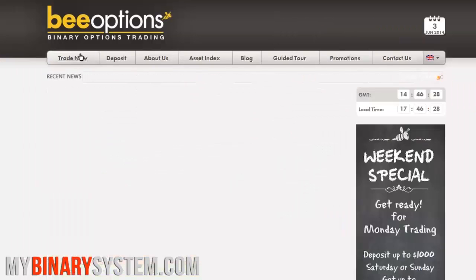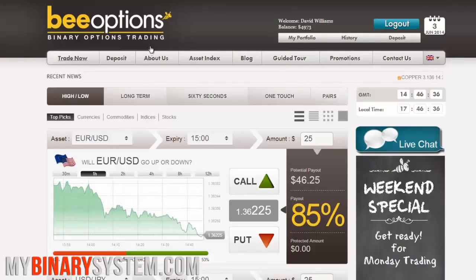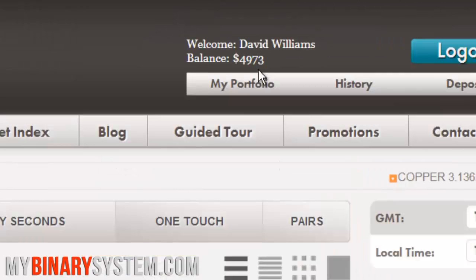My new account balance is then $4,973, as you can see right here. But remember, we also had a few losing trades, so this $255 is not all profit. But we started off with $4,925, and we come out of this trade with a $43 profit. A very good result for just 10 minutes of work.